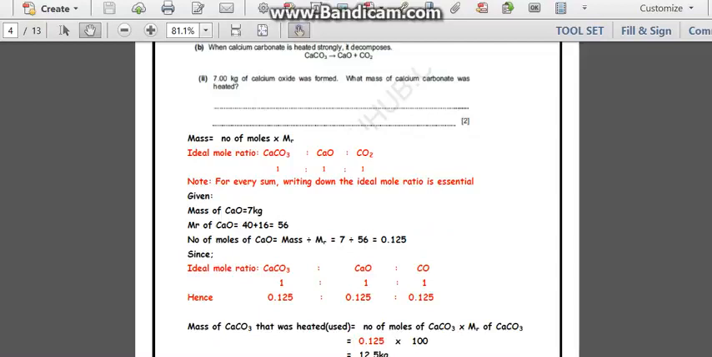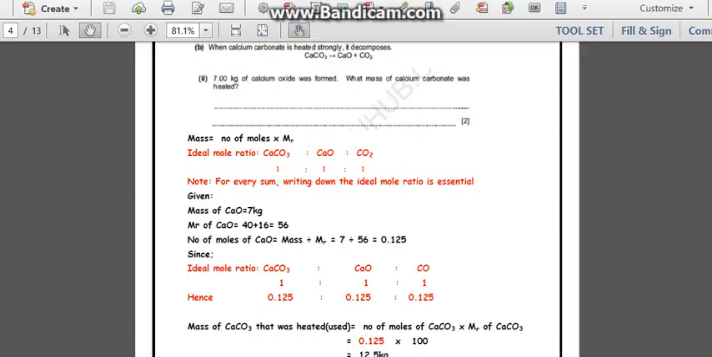The first thing is to write down the ideal mole ratio, which is 1:1:1. Then note down whatever information has been provided. As you can see, 7 kilograms of calcium oxide was formed. So therefore we have the mass of calcium oxide. Mr of calcium oxide we can calculate by looking at the values from the periodic table, and that gives you a total of 56. So the number of moles of calcium oxide is equal to mass of calcium oxide divided by Mr of calcium oxide, which is equal to 7 divided by 56, and that gives you 0.125.